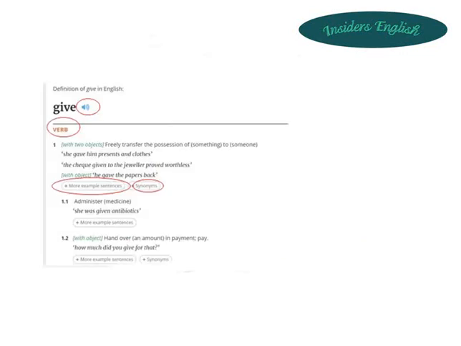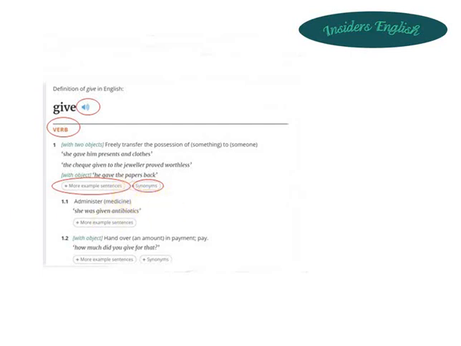Let's have a look at an example of an entry online. Here we have "give." This is from an online dictionary. It gives you the pronunciation, which is very nice. It tells you what part of speech the word is in. It gives you many example sentences. And it also tells you some synonyms.